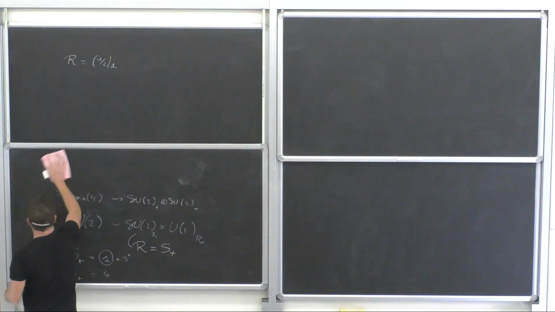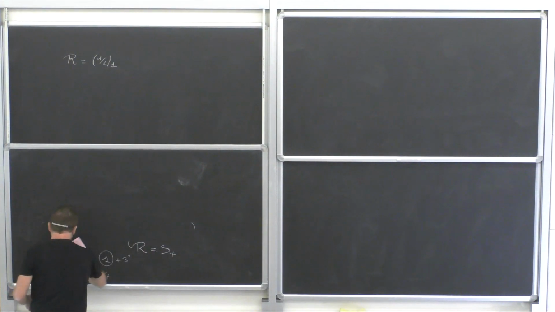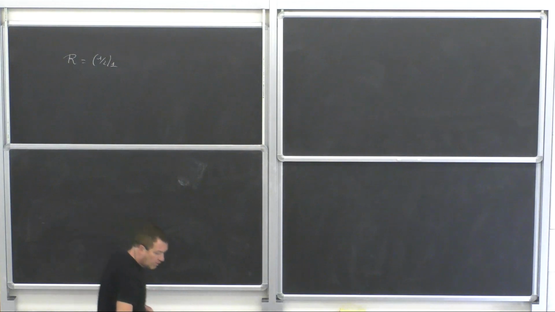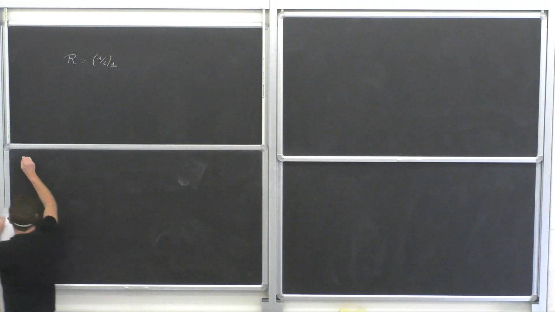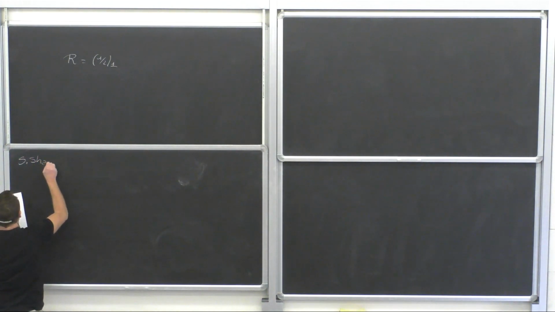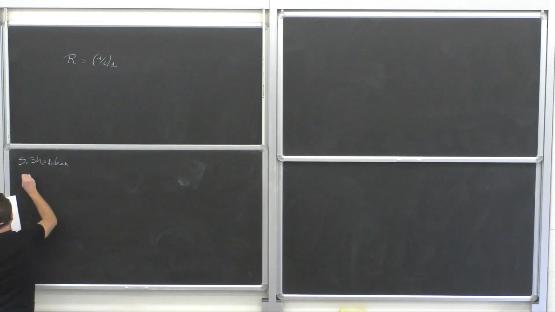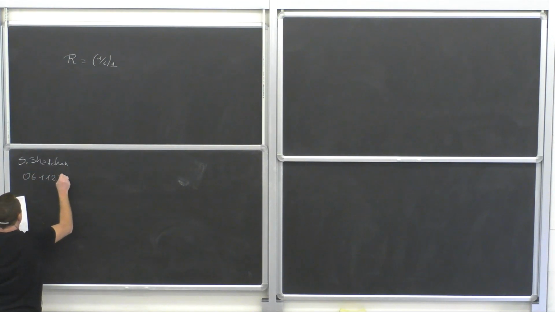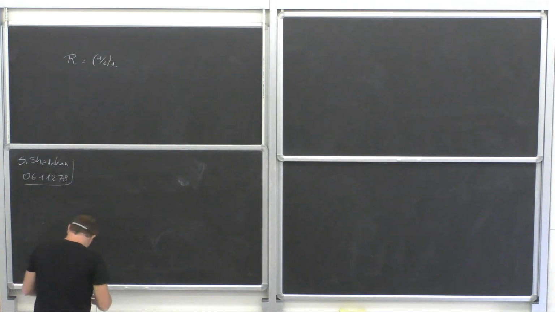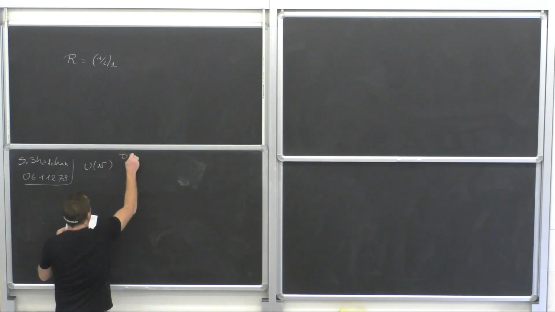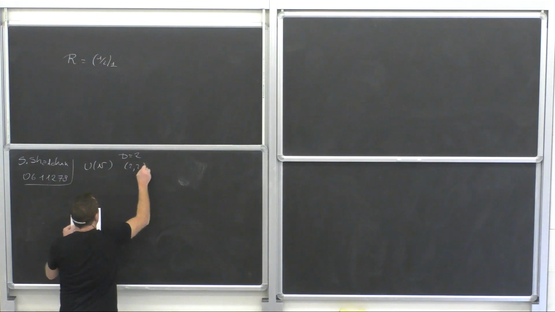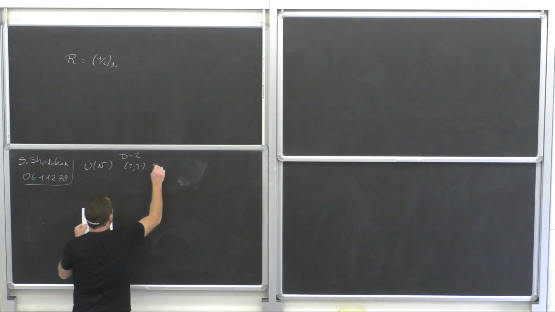Which were obtained by a student of Nekrasov, whose name is Sergei Shadchin, 2006, and then taken up by a lot of people later. Okay, so the idea is to study UN theories in D equal 2 with 2,2 SUSY.